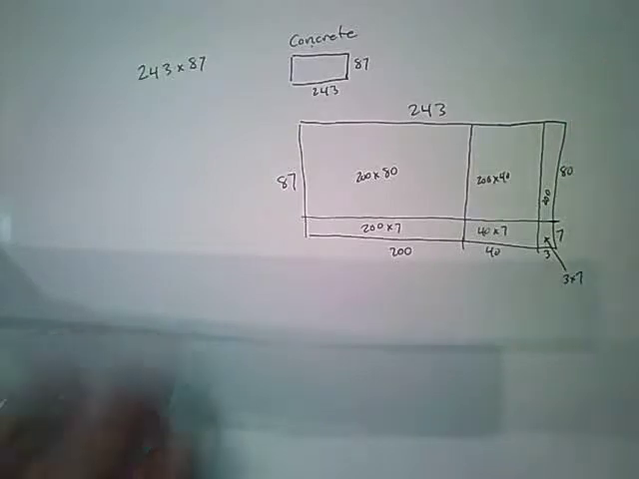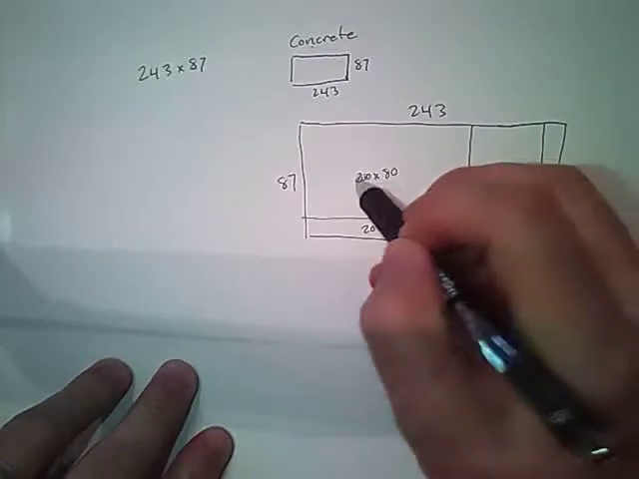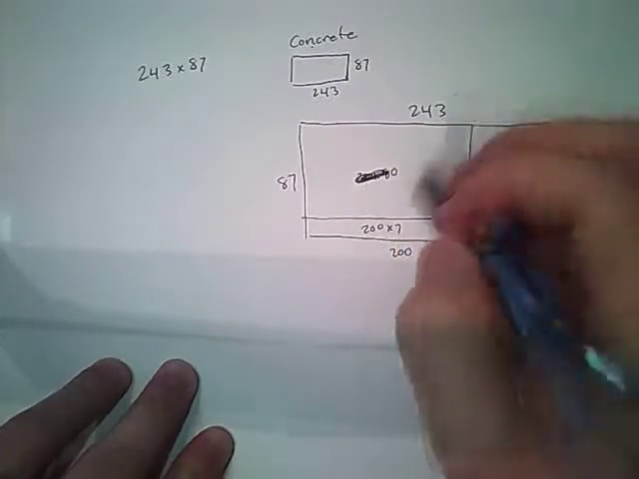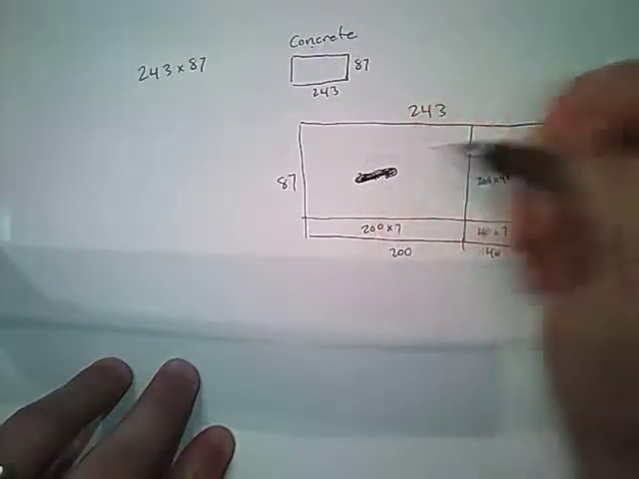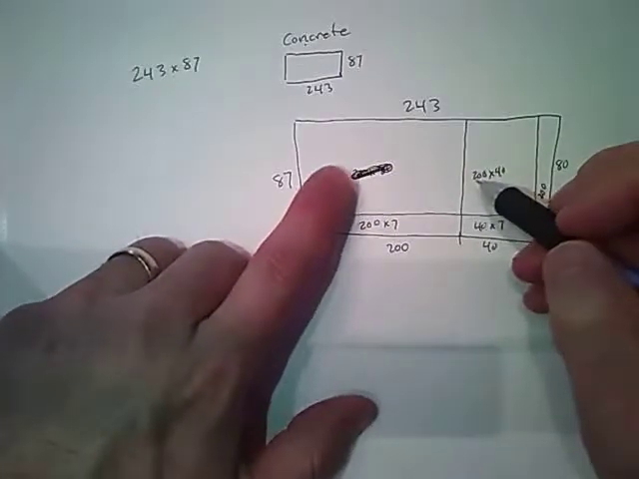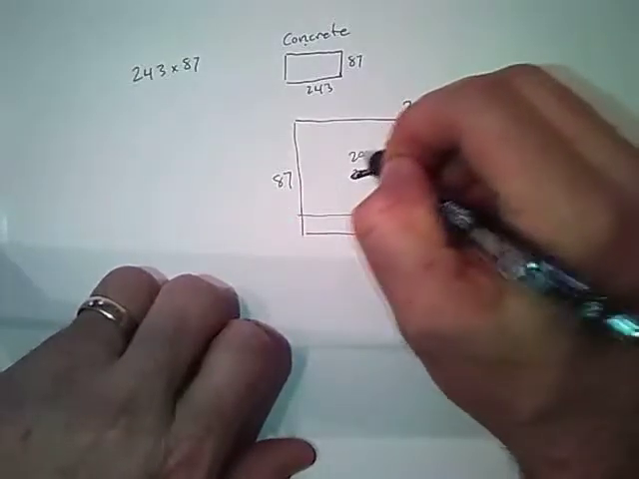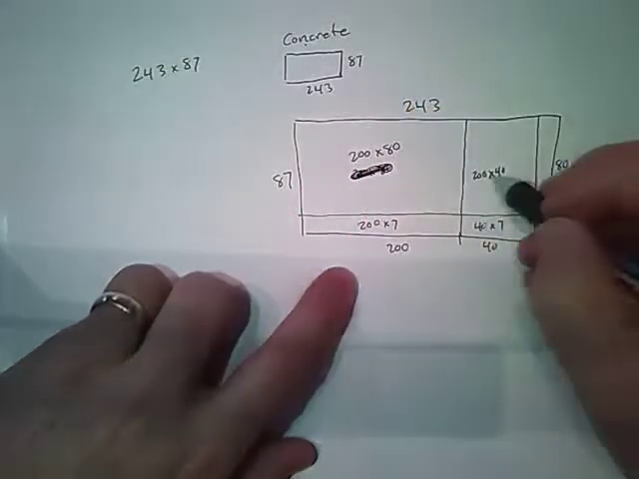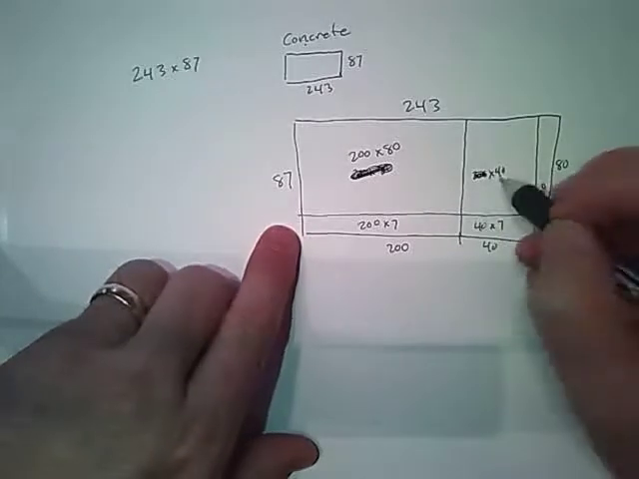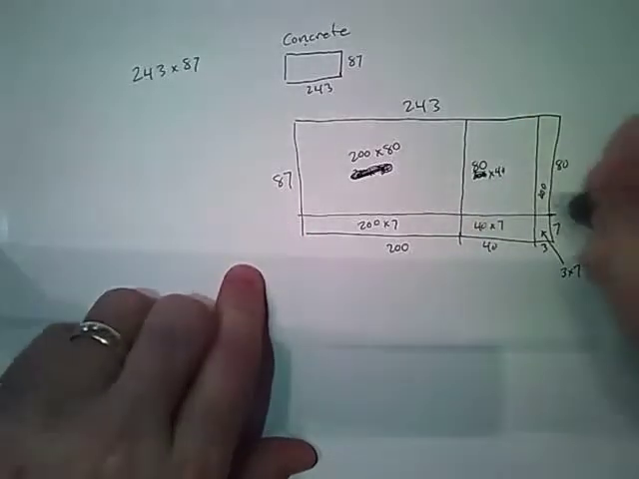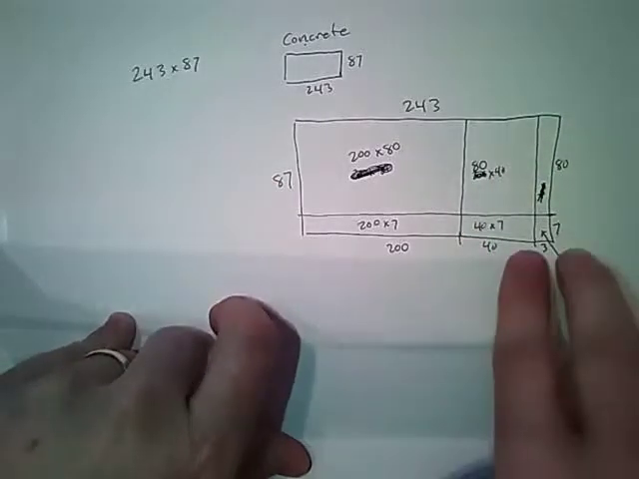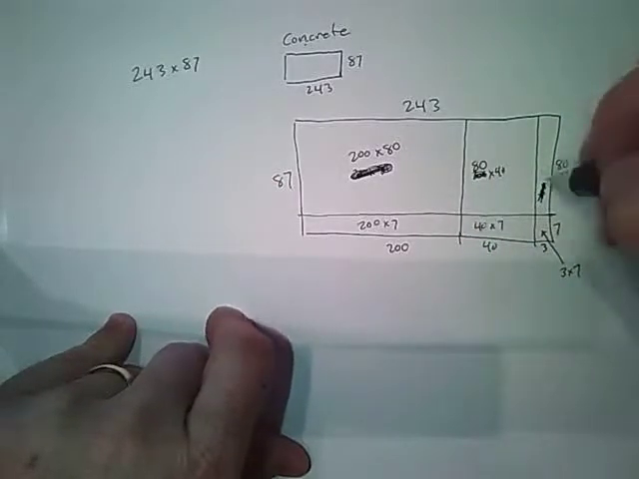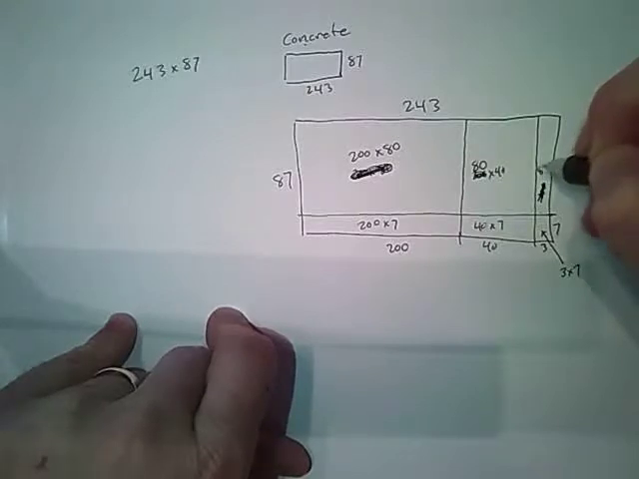Oh, sorry, I've messed that up. Let me go back just a second. This is an 80 by 200 rectangle, so that was right: 200 by 80. This one, however, is 80 times 40, and this length is 200, this length is 3, so this is 80 by 3.